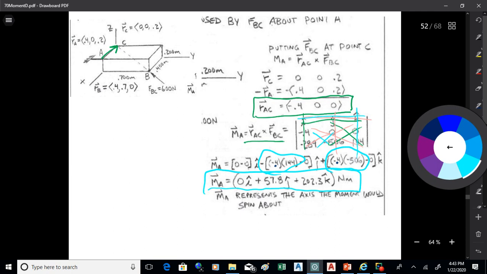Okay? So the deal with this is if you don't like visualizing, and I don't recommend doing 3D moments visually because it's just too much chance for error, just run this cross at it, and it'll kick right out. Get a force vector, get a position vector, do the cross, and it just magically works. Okay? So that's how we do 3D moments.